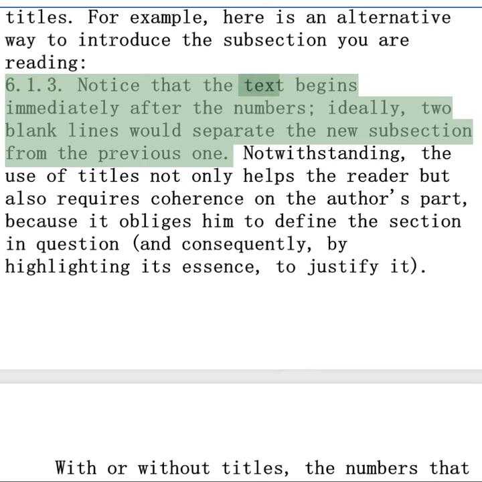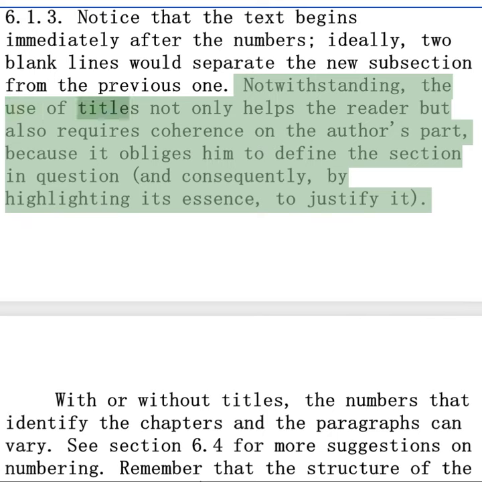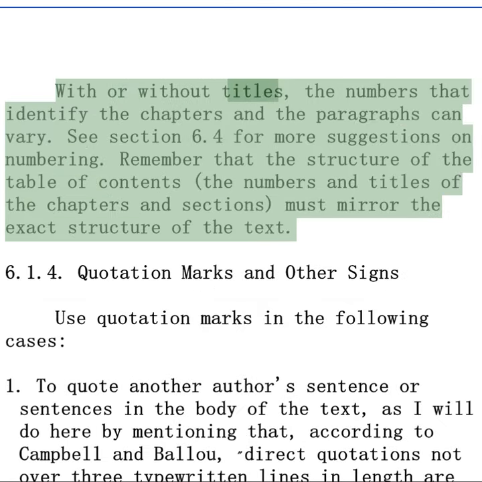6.1.3 Notice that the text begins immediately after the numbers. Ideally, 2 blank lines would separate the new subsection from the previous one. Notwithstanding, the use of titles not only helps the reader but also requires coherence on the author's part, because it obliges him to define the section in question. With or without titles, the numbers that identify the chapters and the paragraphs can vary. See section 6.4 for more suggestions on numbering. Remember that the structure of the table of contents must mirror the exact structure of the text.